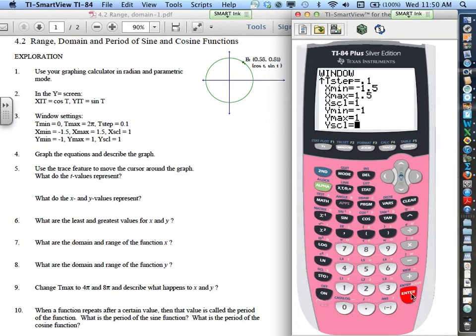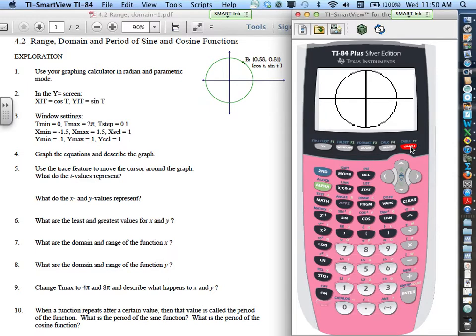Okay, so it's the first 3 steps. Next step is graph the equations and describe the graph. So once you have that typed in, you can hit graph. And you see a unit circle. My radius for this unit circle is 1. So we did step 4.